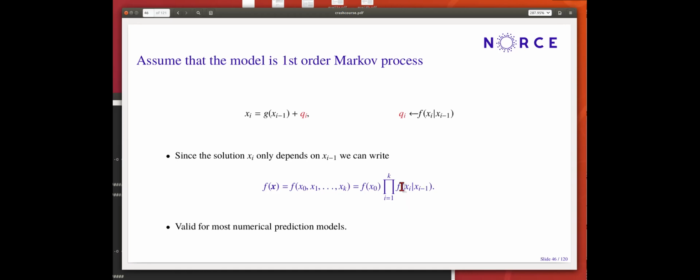And there are no approximations here if this assumption of the model being a first-order Markov process is correct. And of course, this is also valid for most numerical prediction models. We always have forward integration in time. So this is the first assumption.